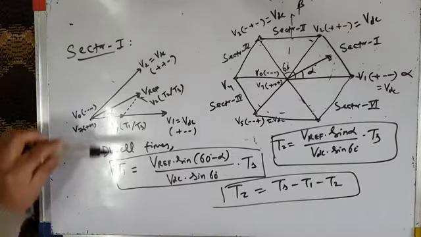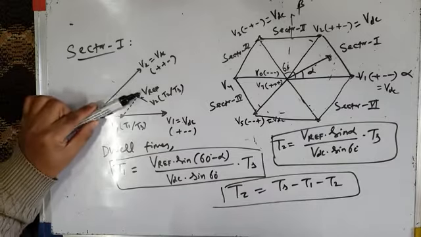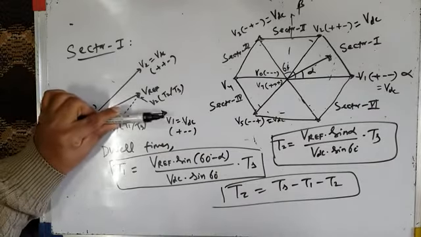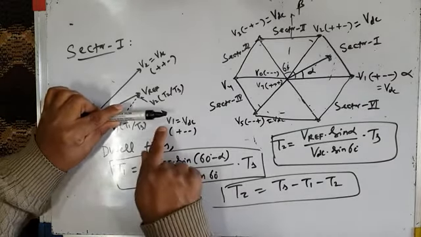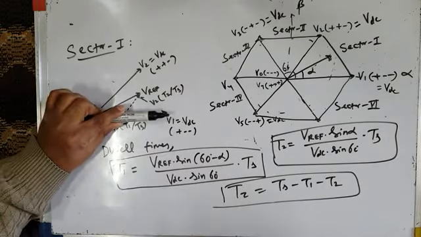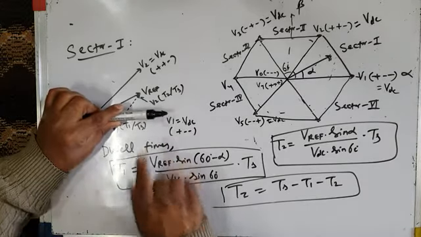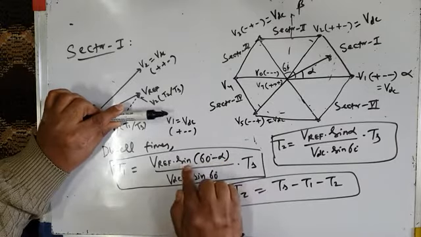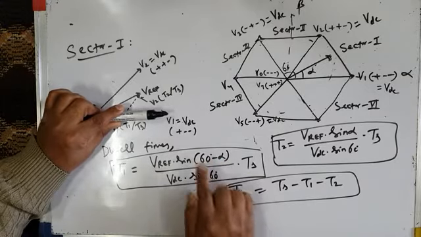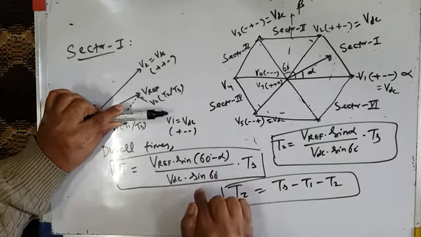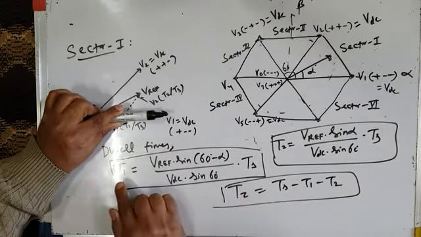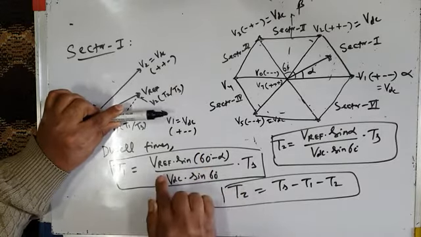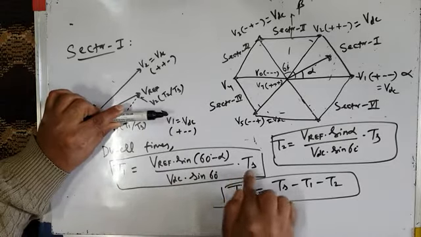For example, when your reference vector is along the alpha axis, only the V1 voltage vector is applied across the load. Because along the alpha axis, alpha is equal to 0. So this is sine 60 degrees divided by sine 60 degrees, so that will cancel. So T1 is equal to Vref by VDC into Ts.